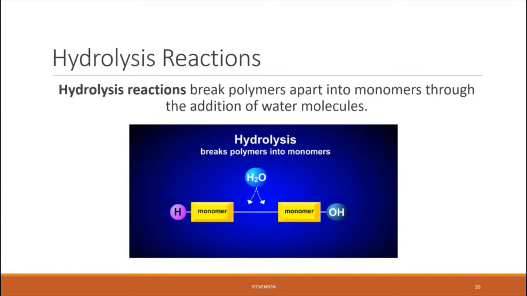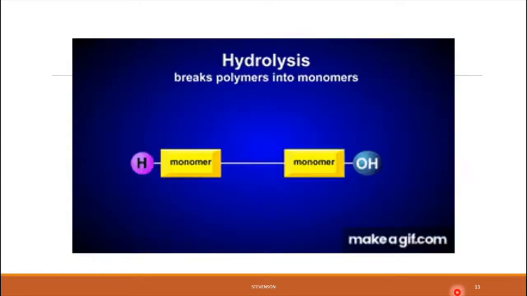And as we will see on the next slide in the animation, the hydrolysis reaction is precisely the opposite of the dehydration reaction. The water molecule will come and break the bond between the two monomers, and then the monomers will be split apart.